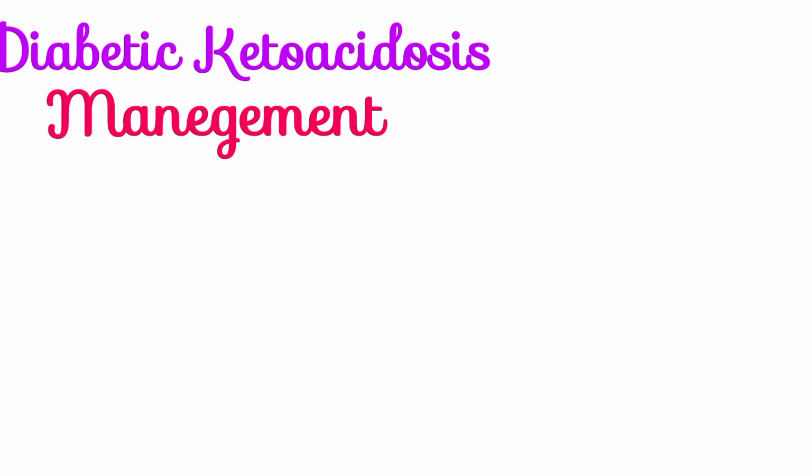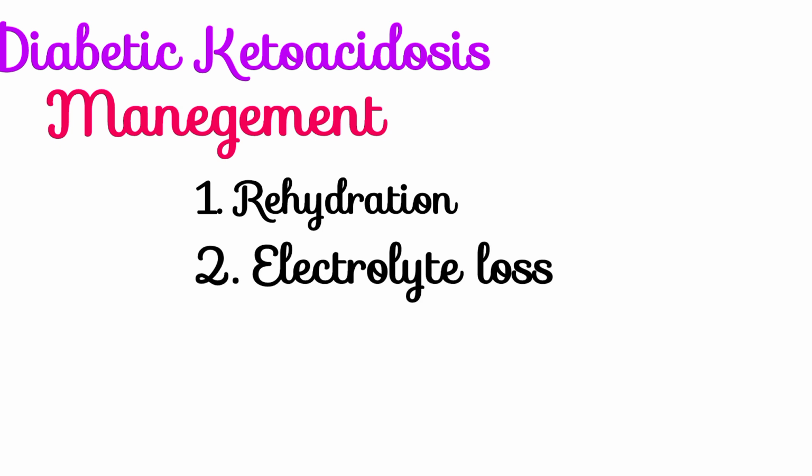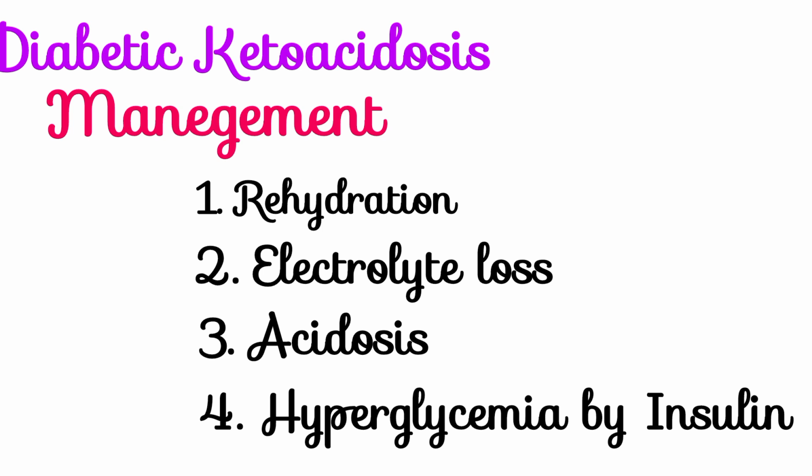Management of diabetic ketoacidosis. For management, first we have to do rehydration. Rehydration is important for tissue perfusion. In addition to tissue perfusion, the fluid replacement will enhance the excretion of glucose by the kidney. The second step is to correct electrolyte loss. Third, we have to correct acidosis. And fourth, we have to correct hyperglycemia by insulin drip.